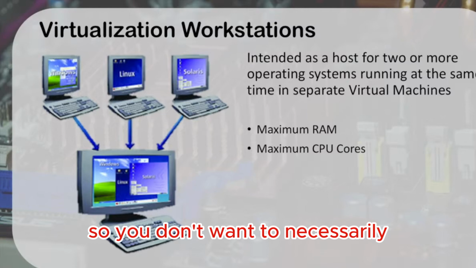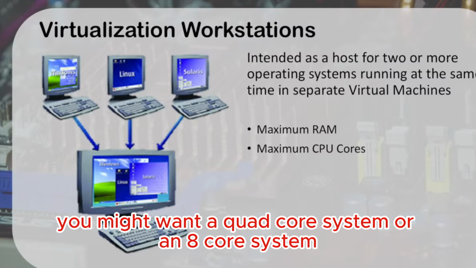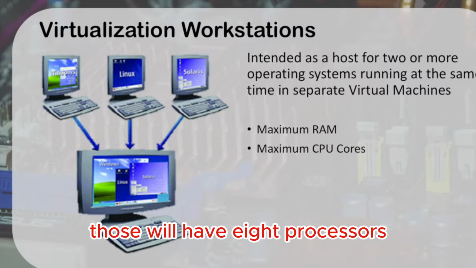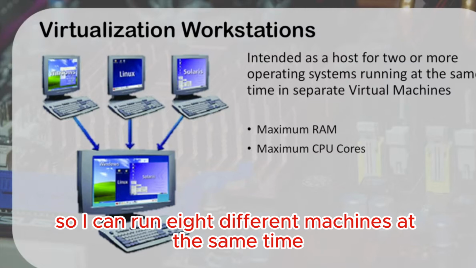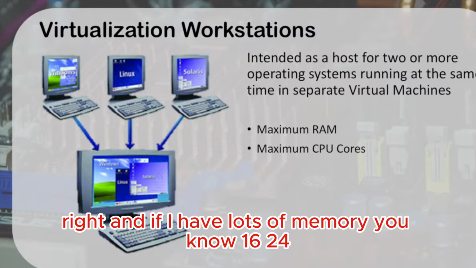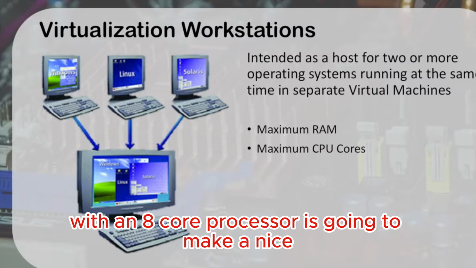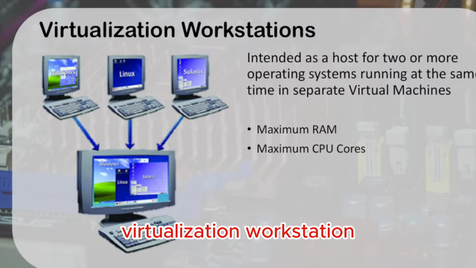So you don't want to necessarily use just a dual core system. You might want a quad core system or an 8-core system, like an octo-core system like a Xeon processor. Those will have 8 processors so I can run 8 different machines at the same time, right? And if I have lots of memory, 16, 24, 32 gigabytes of memory, with an 8-core processor, that is going to make a nice virtualization workstation.